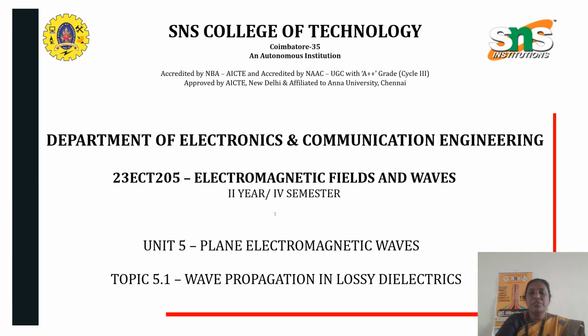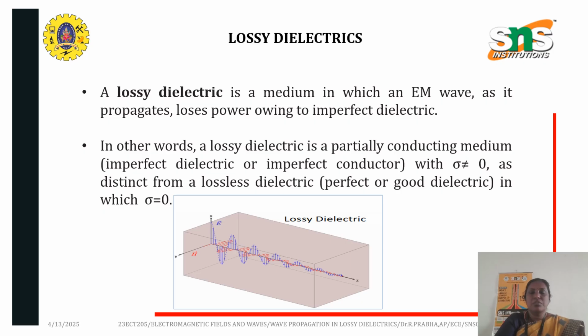In this video, we are going to discuss the topic of wave propagation in lossy dielectrics. So, what is a lossy dielectric? It is a medium in which an electromagnetic wave, as it propagates, loses power owing to the imperfect dielectric. In other words, a lossy dielectric is a partially conducting medium.